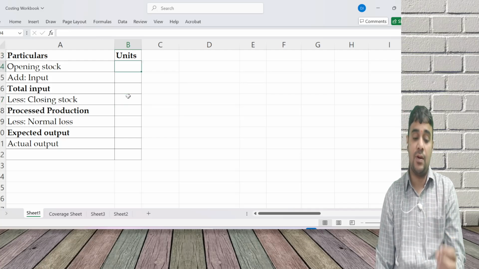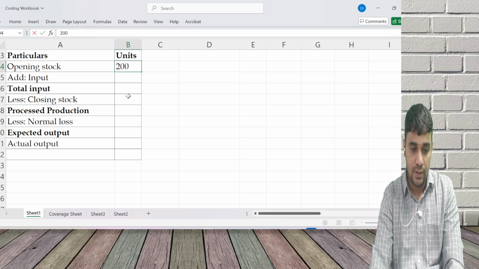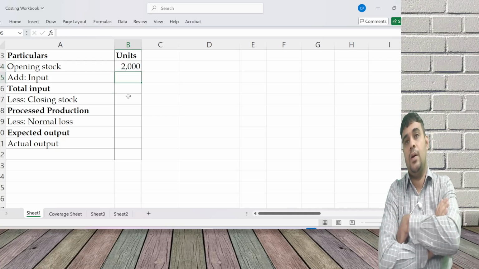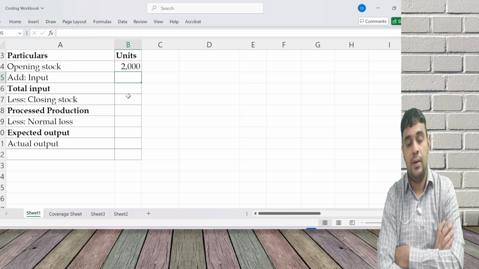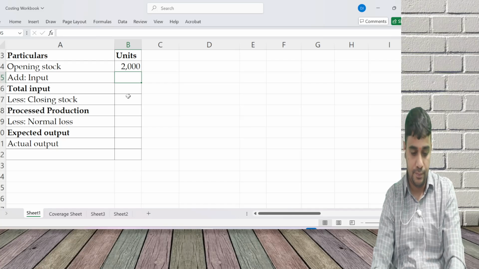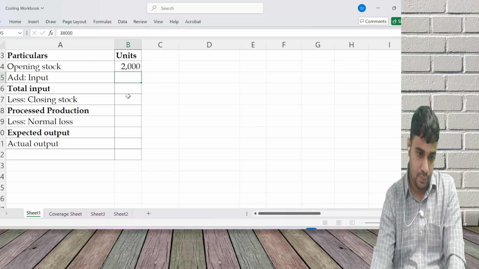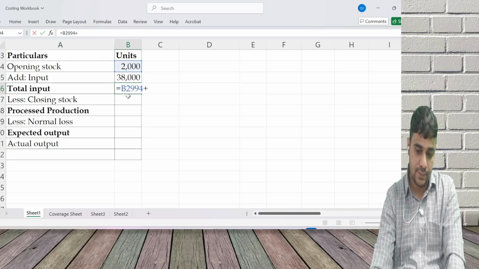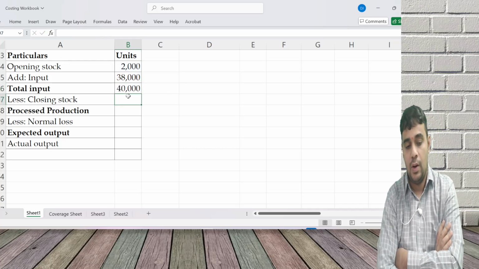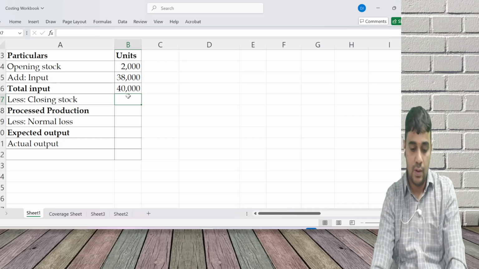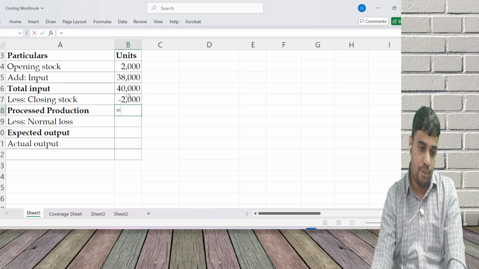Give me the opening stock. 2000. Opening stock 2000. Input, total input is 40,000. Closing stock is given in the question, 2000. Process to production 38.